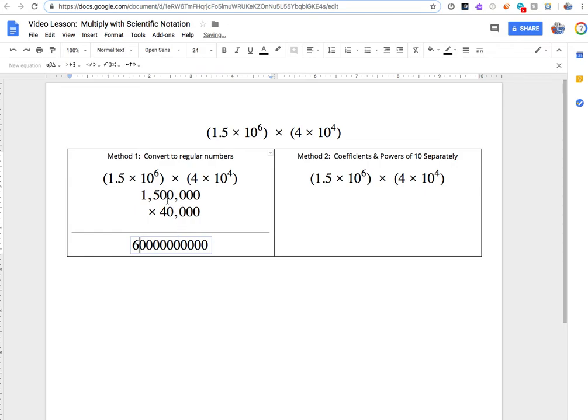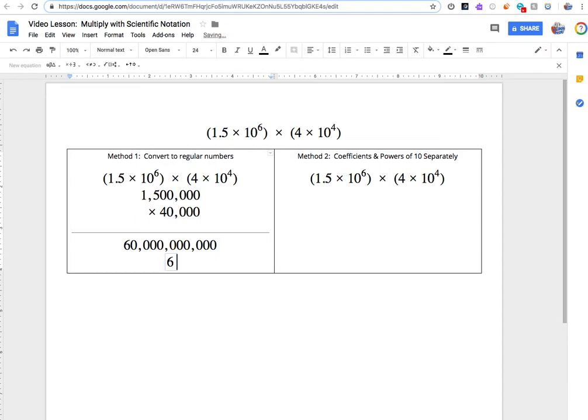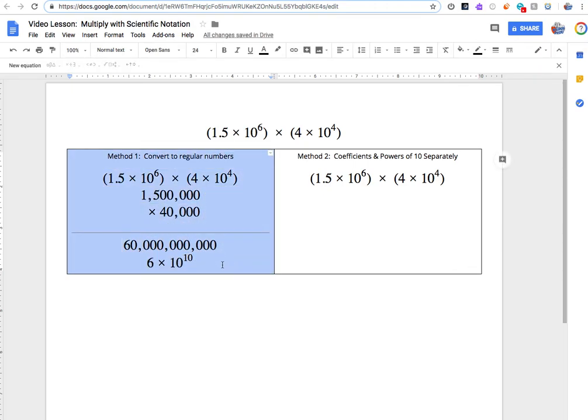So we see the standard algorithm is not very fun when we have to multiply two large numbers together because it gives us all these zeros. But if I counted those zeros correctly, there's my final answer, 60 billion. If we wrote that in scientific notation, 6 times 10, and how many places do we move? 3, 6, 9, 10 places. So that number is 6 times 10 to the 10th. As we see, method 1 here, even though it was good for adding and subtracting, can kind of be difficult for multiplying scientific notation numbers.